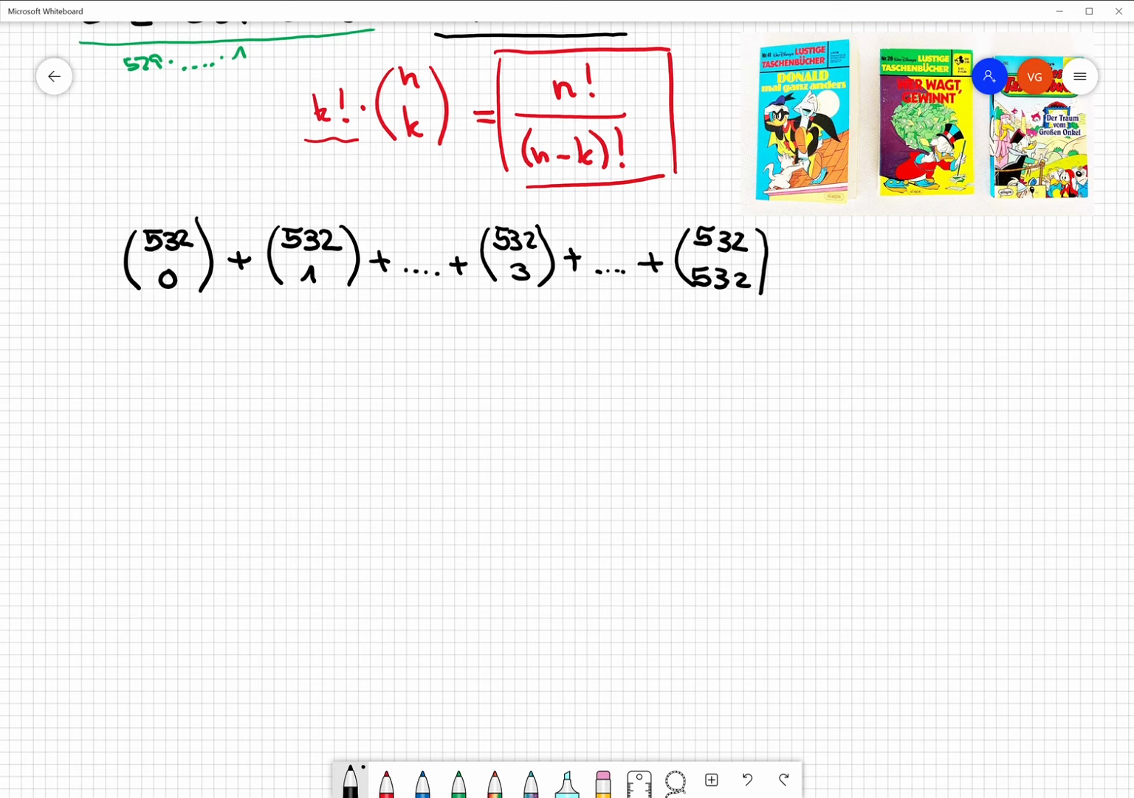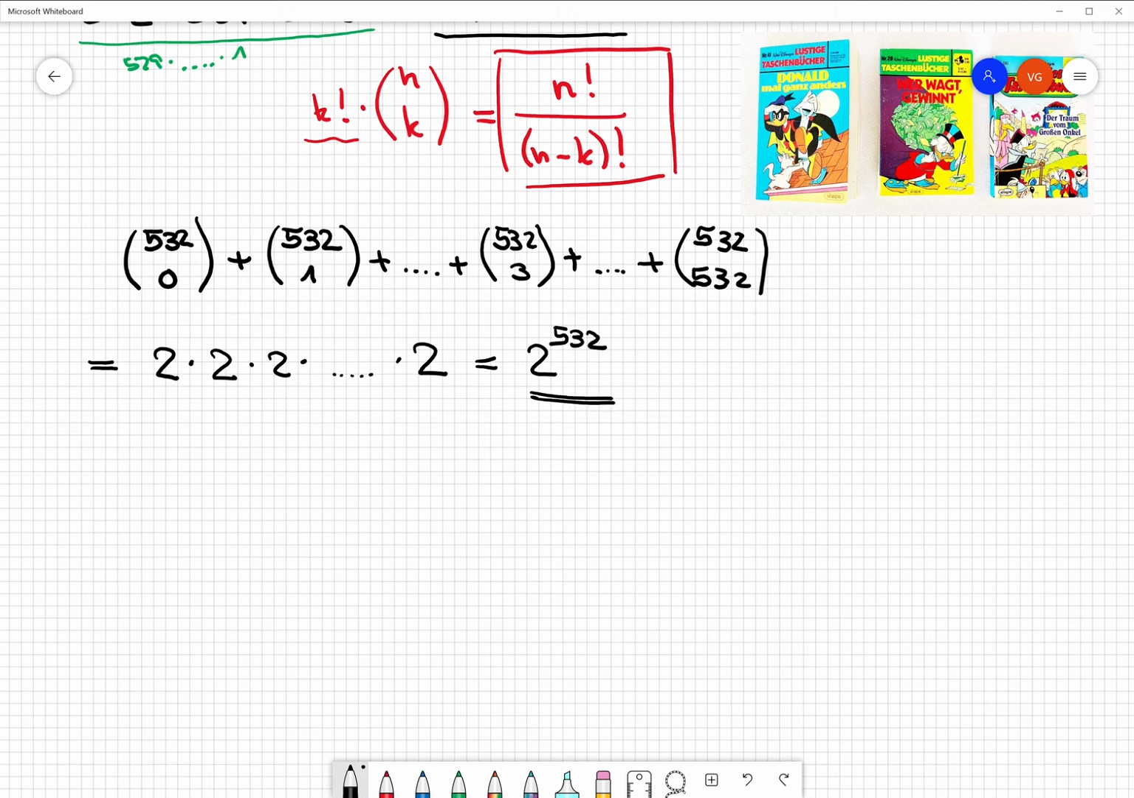And we have 2 options each. So one way to solve that more easily is, do we pick number 1, yes or no? We have 2 options. Do we pick number 2? Do we pick number 3? Etc. Do we pick number 532? And this really should be the same, should it not? This is 2 to the power of 532.